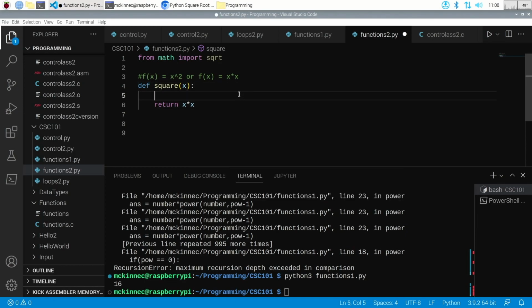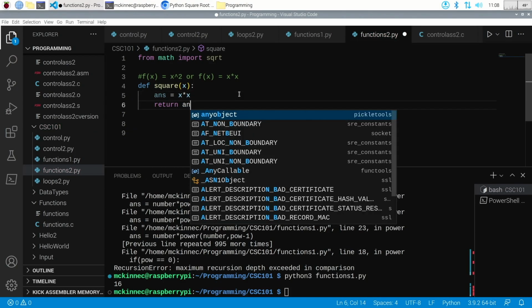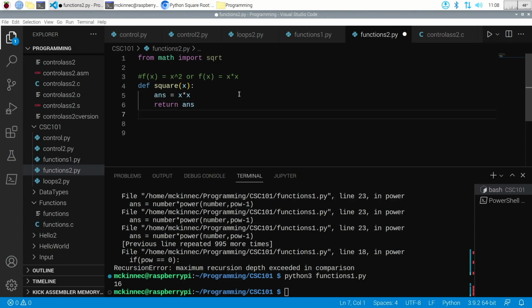For reasons that'll become clear later, I'm going to go ahead and just write x times x here and then return the answer. So I'm thinking of, okay, a number comes in, its value is x, I multiply it by itself, I call that value, the product of the two, the answer, and I'm going to return the answer. Okay, so does that make sense?